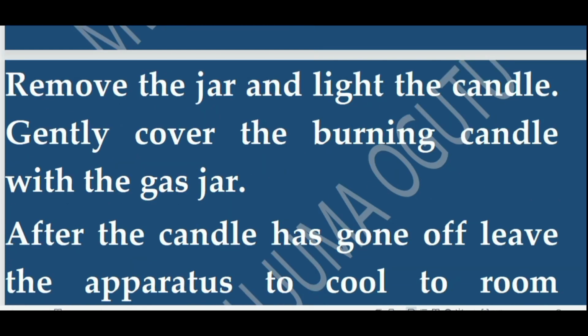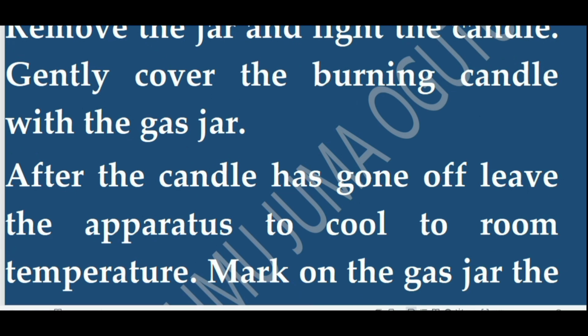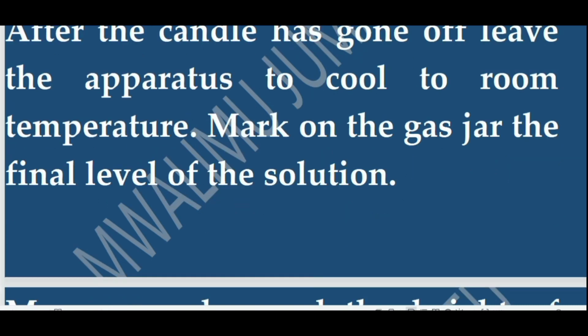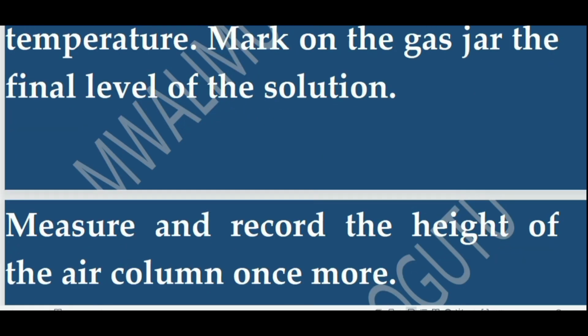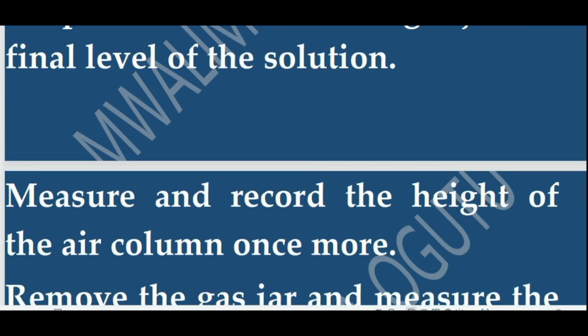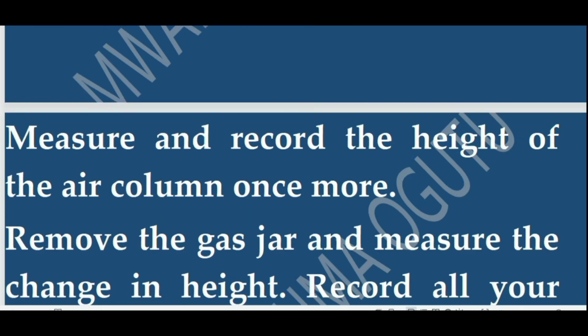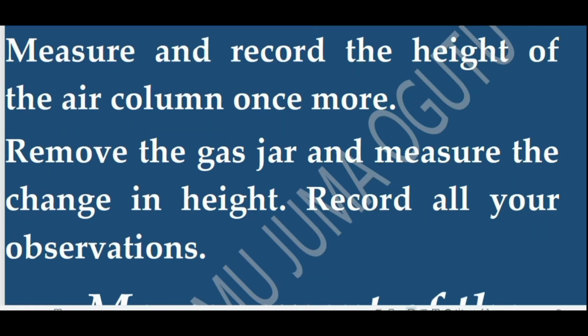After the candle has gone off, we leave the apparatus to cool to room temperature. Then we mark on the jar the final level of the solution. Remember, we are determining the percentage of the air that is used in combustion. After the apparatus has cooled, we measure and record the height of the air column once more. Then we remove the jar and measure the changes in height, and record our observation.